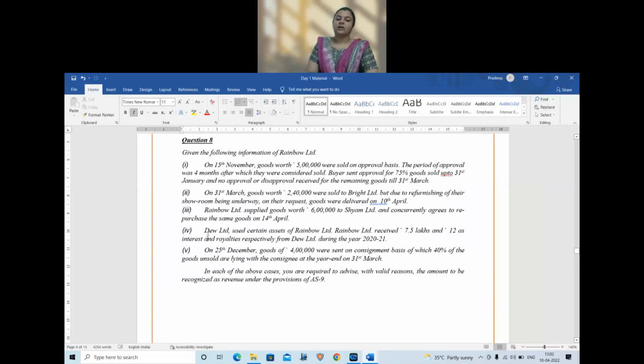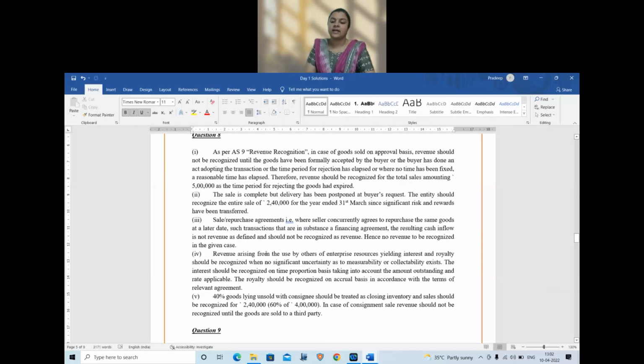Next. Due Limited used certain assets of Rainbow Limited. Rainbow Limited received 7.5 lakhs and 12 lakhs as interest and royalties. So 7.5 is interest, 12 is royalty. For interest, it should be accrued on time basis. For royalties, it should be taken on accrual basis based on the terms of the agreement.